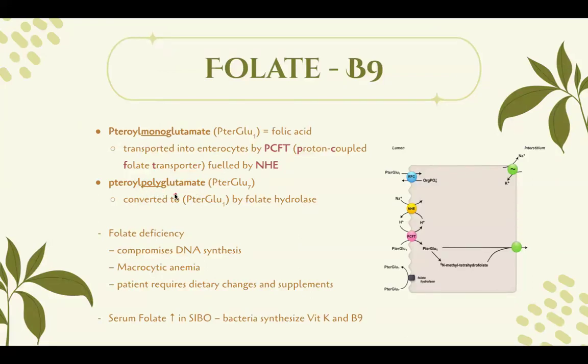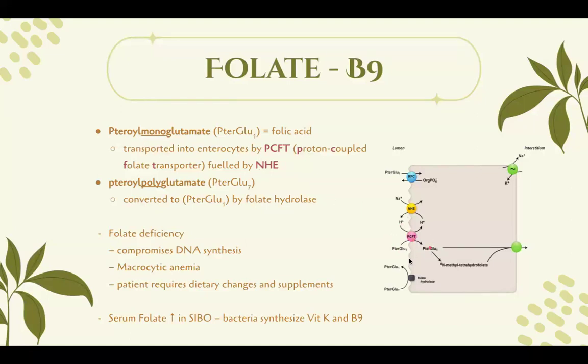Okay, so when we eat certain foods that have folic acid as polyglutamate, we need to break them down into monoglutamate, which is the folic acid. And to break down the polyglutamate into monoglutamate, we use the enzyme folate hydrolase. When you get this monoglutamate, the folic acid, you can actually transport it into the enterocyte now. And the transporter that does that is PCFT, proton coupled folate transporter.